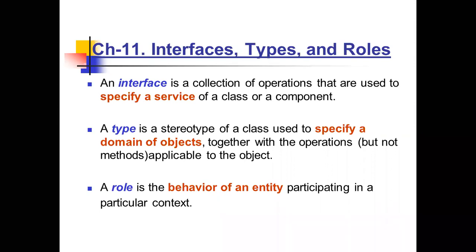It is the collection of operations that are used to specify a service of a class or a component. The interface is used to describe the visible behavior of the class, component, or package. A class provides services to other classes only through its interfaces. It is represented using a small circle with a line to the element that supplies services. For example, class A is connected by a line with a circle, which means this class provides services to another class using the interface.